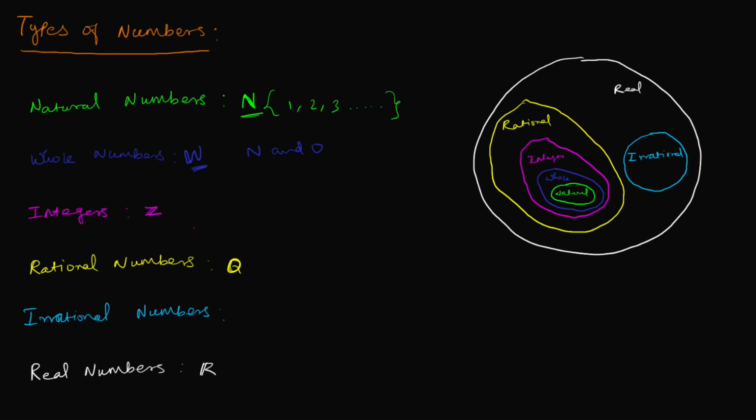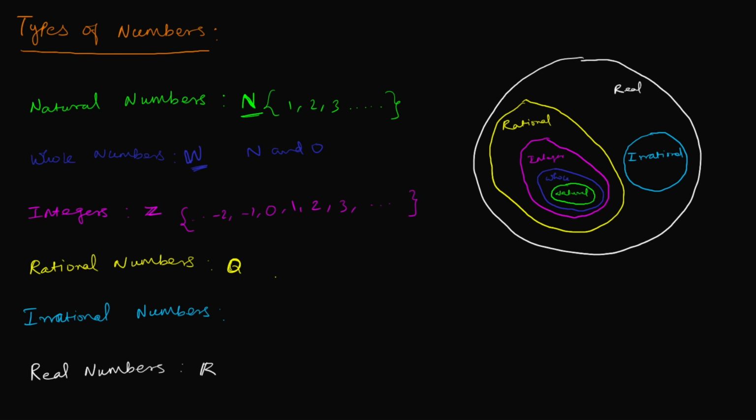Next we have integers. Integers are nothing but natural numbers, but it goes in the negative direction as well. So things like 1, 2, 3, and it goes on. And in the other direction, it includes 0 as well, and then it goes like -1, -2, and it goes on. So this is integers.